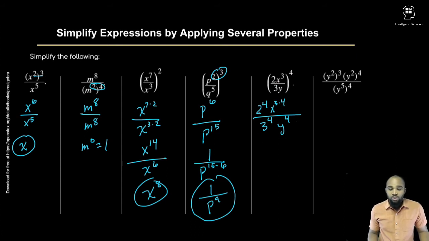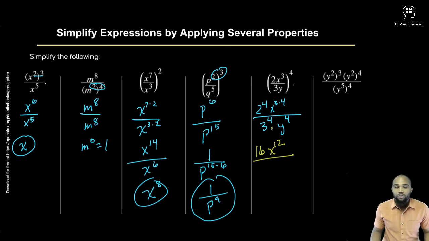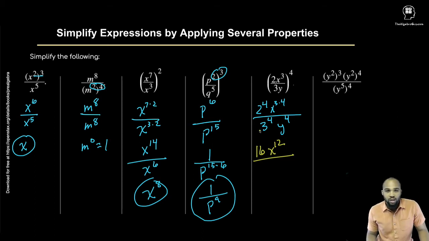Now we can simplify. 2 times 2 is 4, 4 times 2 is 8, 8 times 2 is 16. So I feel like I want to change colors. There's a lot of blue. 16. 3 times 4 is 12, so this gives me x to the 12th. 3 to the 4th, I believe, is 81. 3 times 3 is 9. 9 times 3 is 27. So this is 81.